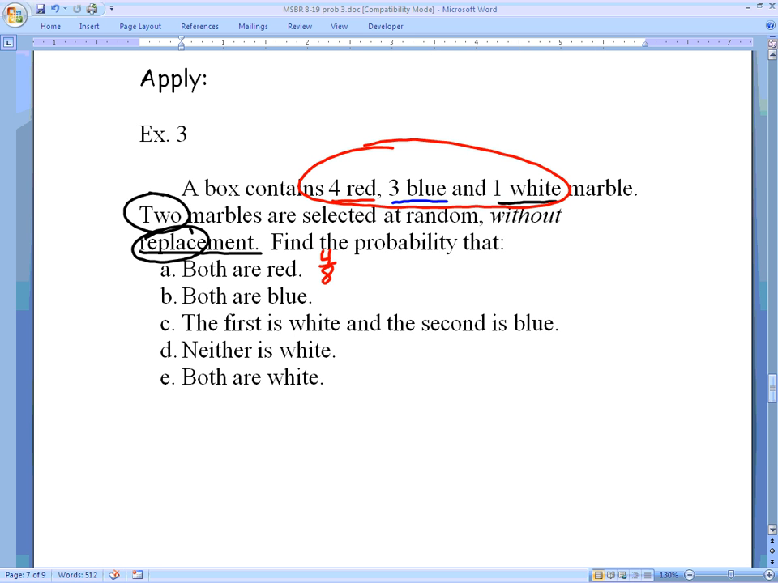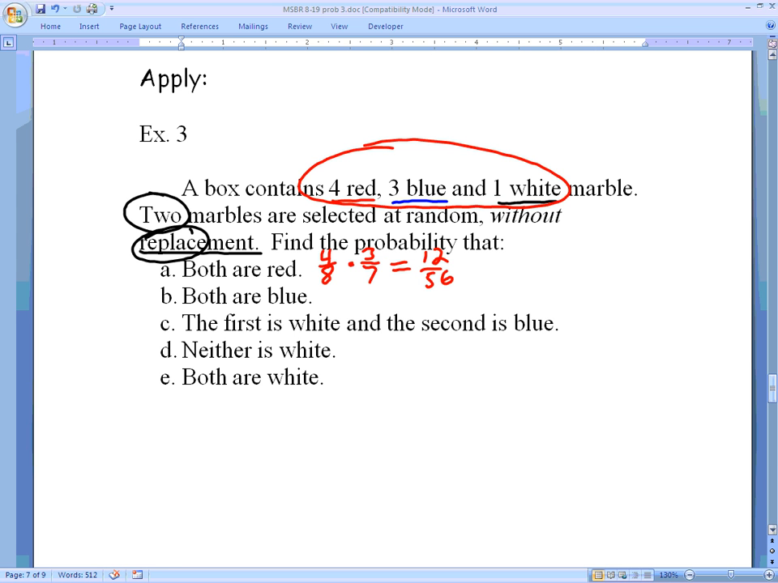Once we take our first marble, we no longer have 8 marbles left. There's only 7 left. And assuming we got the red one, which is what we're finding the probability of, there's only 3 red left. So in order to get 2 red, the first one had to be red, and the second one had to be red, but there's 1 less red and 1 less total. So then we multiply straight across, and we get 12 over 56, which does reduce, but I'm not worried about that right now.